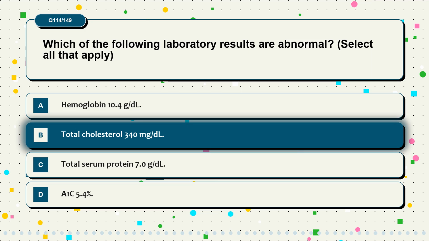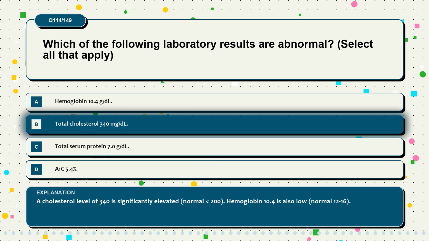The correct answer is option B. Total cholesterol 340 mg/dl. A cholesterol level of 340 is significantly elevated, normal is under 200. Hemoglobin 10.4 is also low, normal 12-16.